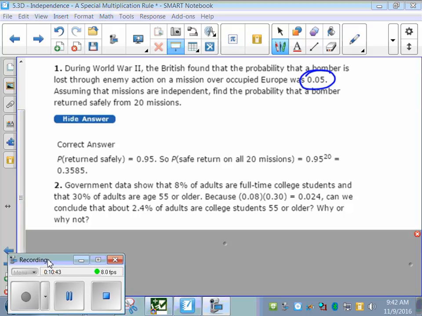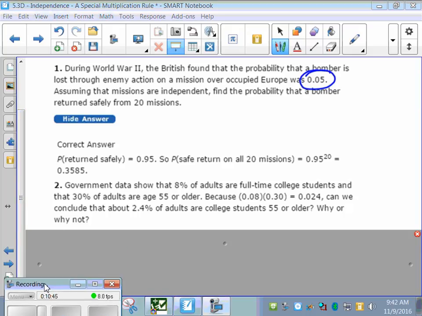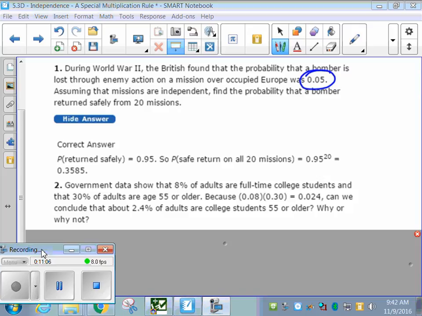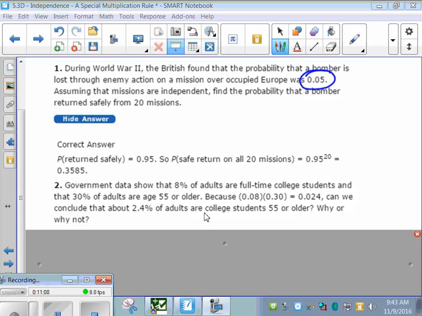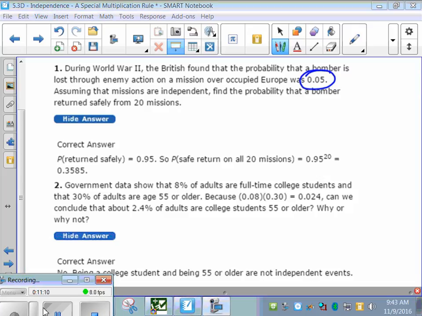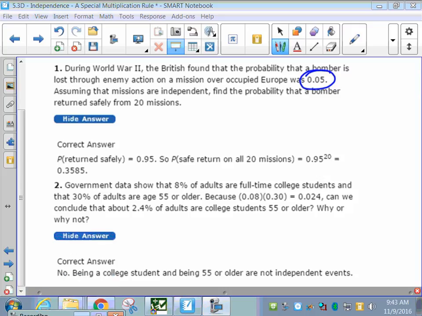Government data shows that 8% of adults are full-time college students and that 30% of adults are age 55 or older. Because 0.08 times 0.3 is 0.024, can we conclude that about 2.4% of adults are college students 55 or older? Why or why not? Okay, not independent. Because you can have someone who's both, right? So being a college student, being 55 or older are not independent events.